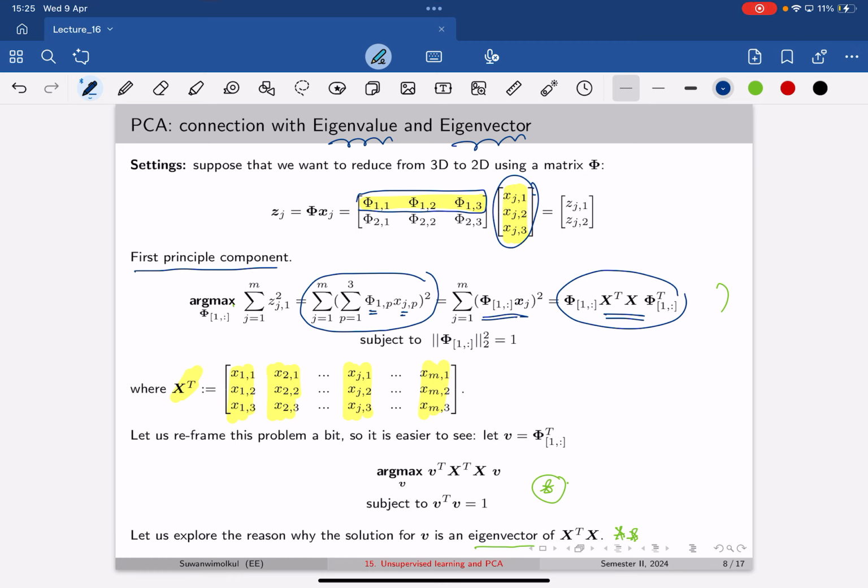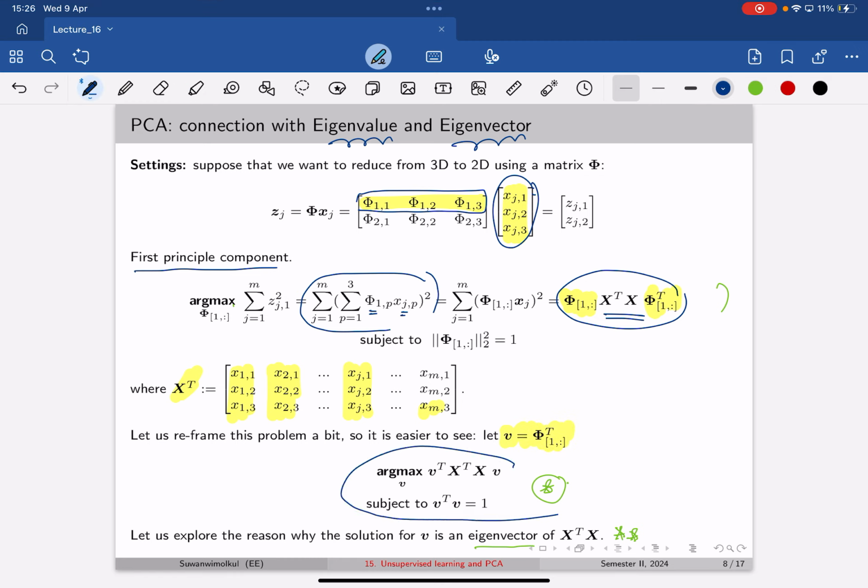And our constraint remains the same. That is, the dot product of that particular row vector with itself is going to be 1 for orthogonality. So let us simplify the look of this optimization problem a little bit by assigning a v vector as the vector of this phi 1, just like that.